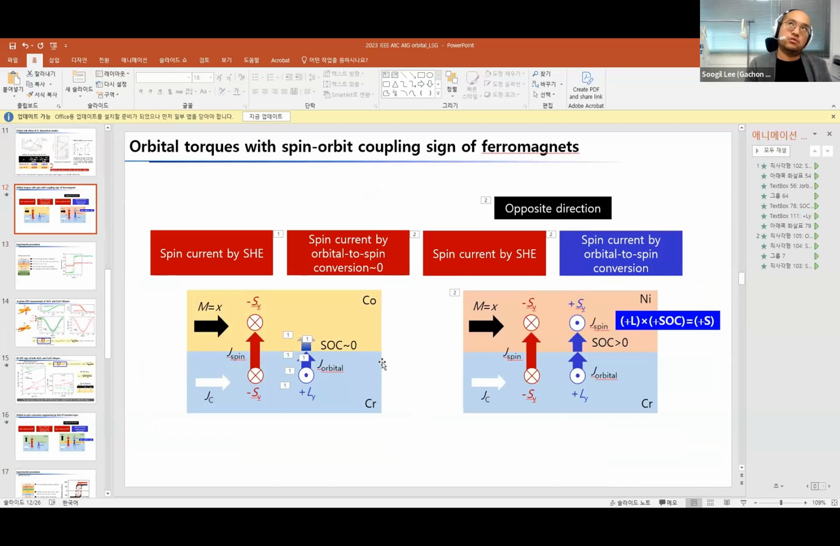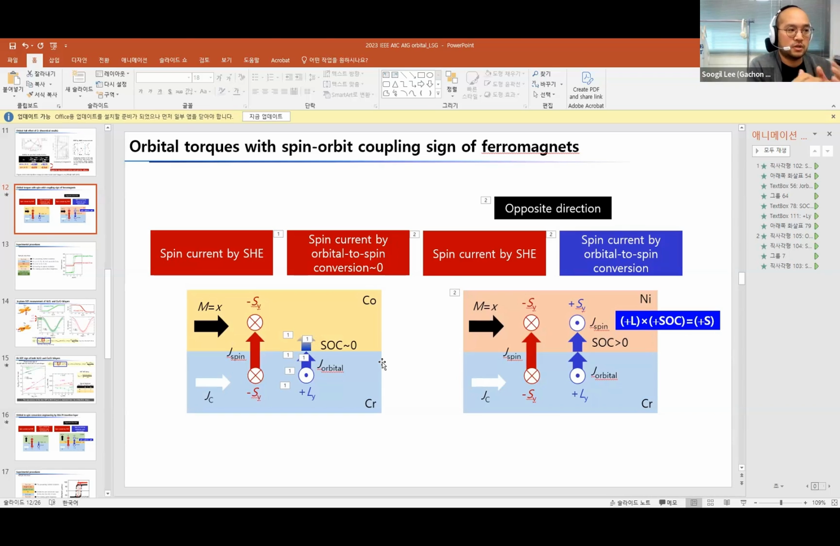Your question is whether the orbital current can make the orbital torque by itself without the orbital to spin conversion process. Is it right? Yes, that's right. That is not possible in my opinion because there is no direct exchange between orbital angular momentum and spin angular momentum. And in most ferromagnets, there is no orbital angular momentum because the orbital angular momentum is quenched in the spontaneous state. There is very small orbital angular momentum.